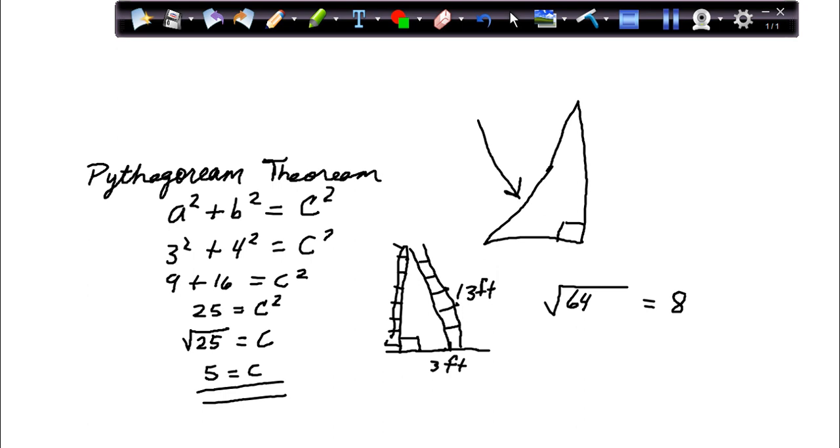Okay, so let's work this out. We have a squared plus b squared equals c squared. And we're going to get a clean board in just a second. So 3 squared plus b squared, because we don't know what b is yet. But we know it equals what? 13 squared, because that's what we have for the ladder.